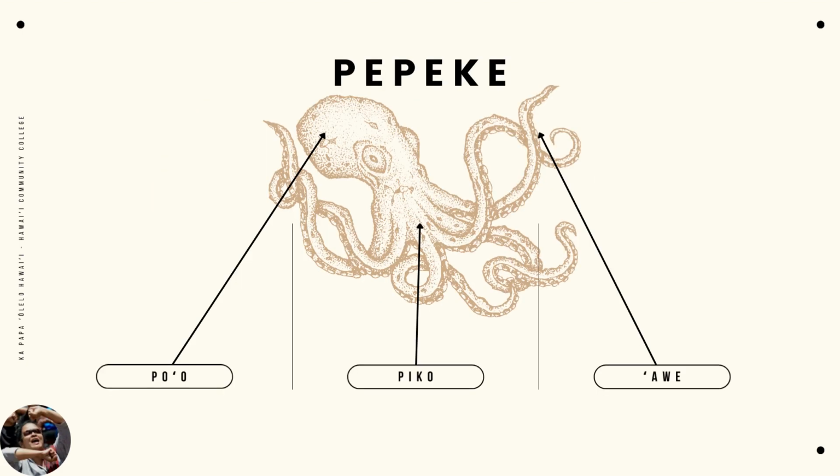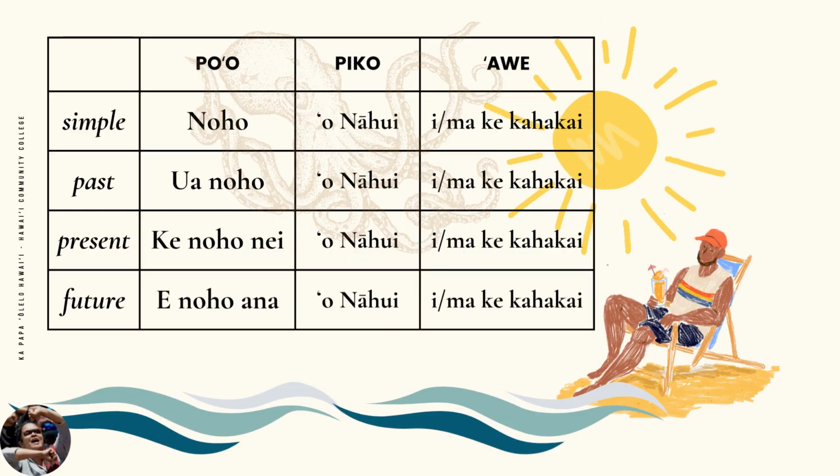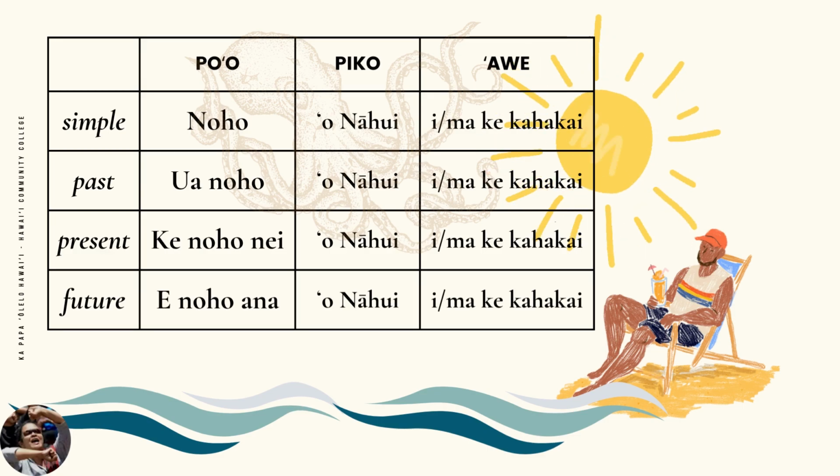Pepeke are sentence patterns. The pepeke is likened to an octopus with 3 parts: the poʻo, the piko, and the ave. The poʻo is the head of the pepeke, the piko its center, and the ave its tentacles. This metaphor is helpful when constructing sentences. Before we learn about kēia kūlana, let's review pepeke painu.